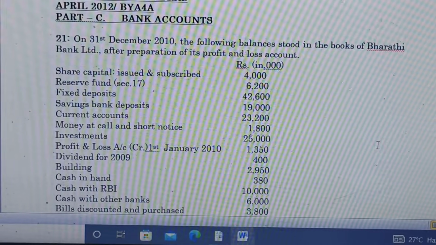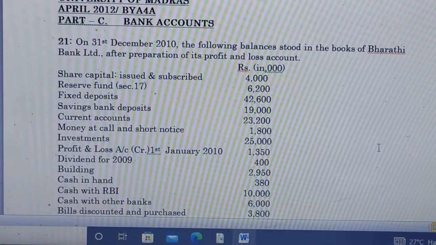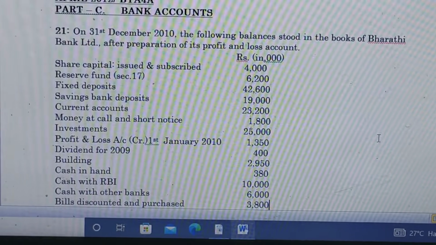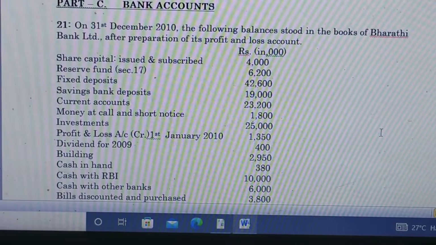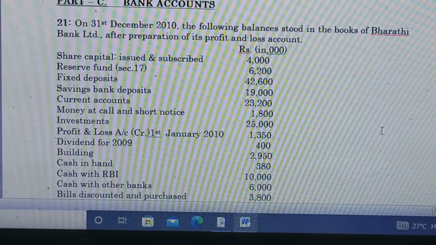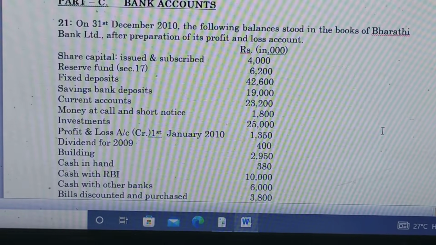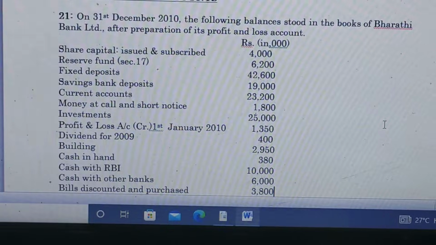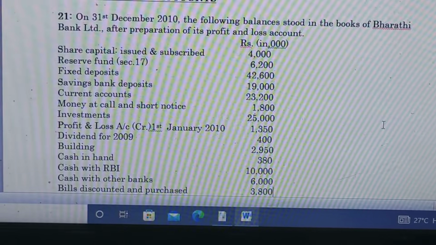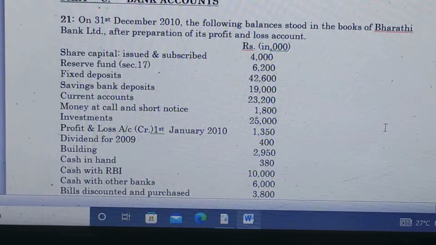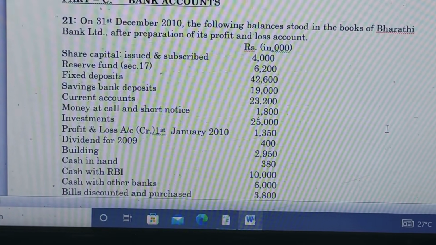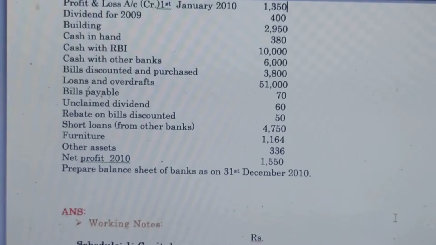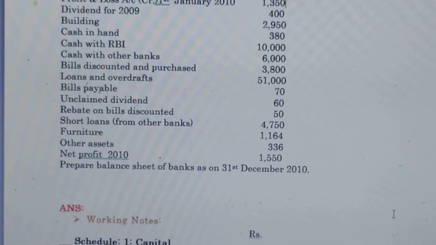Investments rupees 25,000. Profit and loss account credit balance as on 1st January 2010 is rupees 1,350. Dividend for 2009 is rupees 400. Building rupees 2,950. Cash in hand 380. Cash with RBI rupees 10,000. Cash with other banks rupees 6,000. Bills discounted and purchased rupees 3,800. Loans and overdraft rupees 51,000.